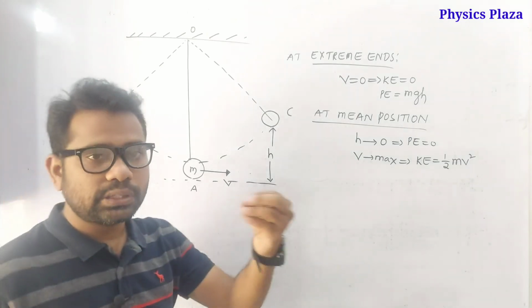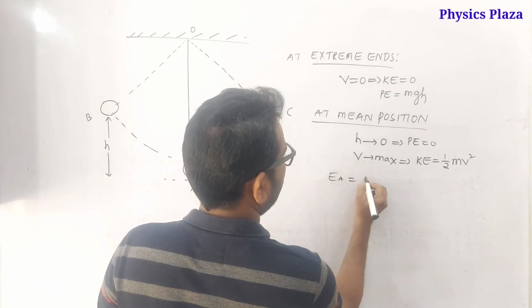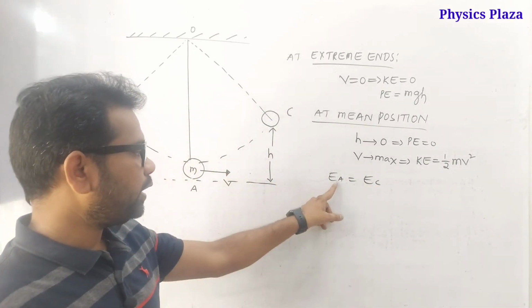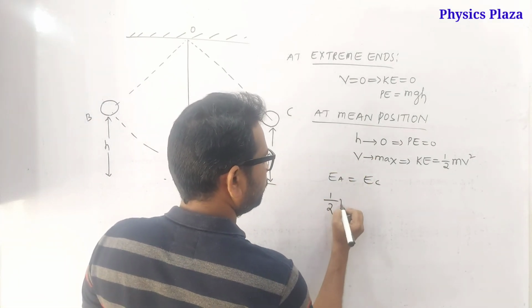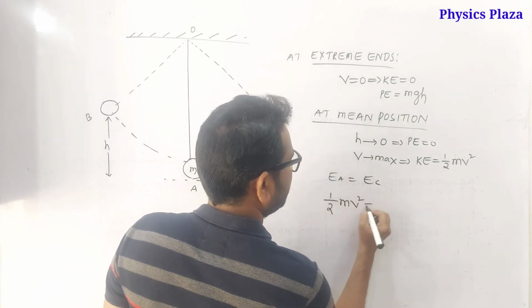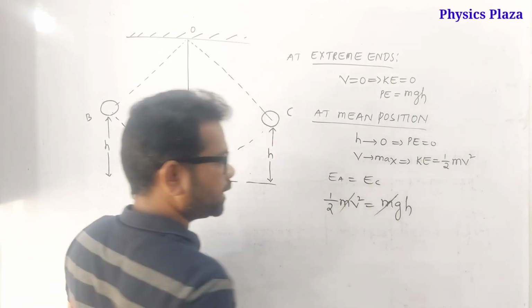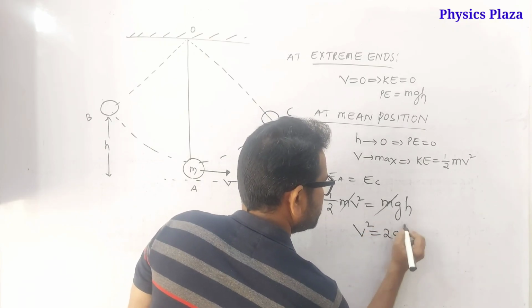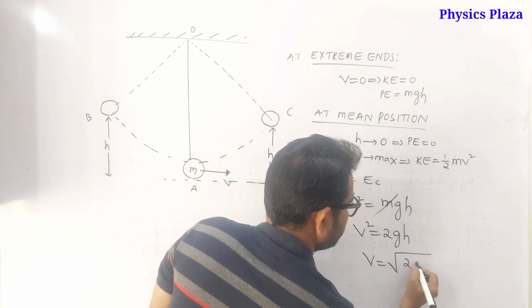As per the law of conservation of energy, children, the energy at point A must be equal to the energy at point C, because we are neglecting air friction. At point A, it has only kinetic energy, that is half mv square. At point C, it is mgh. So m cancels. So v square is equal to 2gh. So v is equal to square root of 2gh.